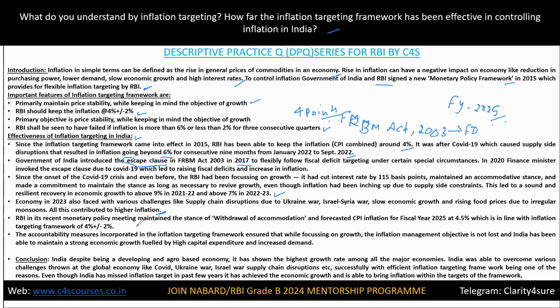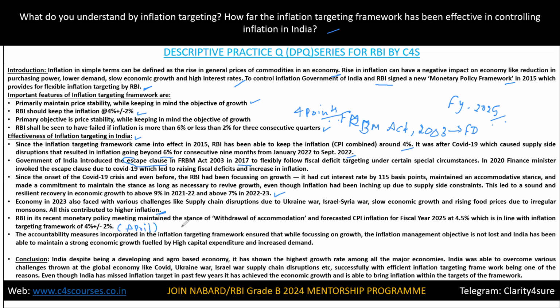Now we'll add a few data points, students. I have taken this from the recent April monetary policy of RBI. RBI in its recent monetary policy meeting maintained the stance of withdrawal of accommodation and forecasted CPI inflation for fiscal year 25 at 4.5%, which is in line with the inflation targeting framework of 4% plus or minus 2%.